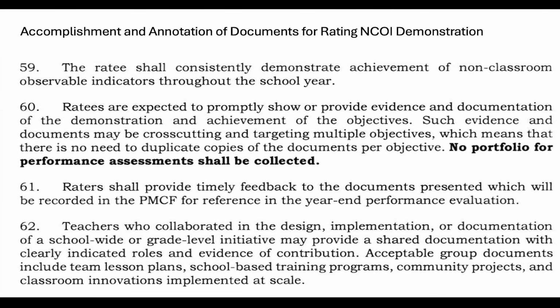Okay? Paragraph 59. The ratee shall consistently demonstrate the achievement of non-classroom observable indicators all throughout the school year. And 60. The ratees are expected to promptly show or provide evidence and documentation on the demonstration and achievement of the objective. So, such evidence and documents may be cross-cutting and targeting multiple objectives. So, this is something new, paragraph 60 po. Let's take note of this.